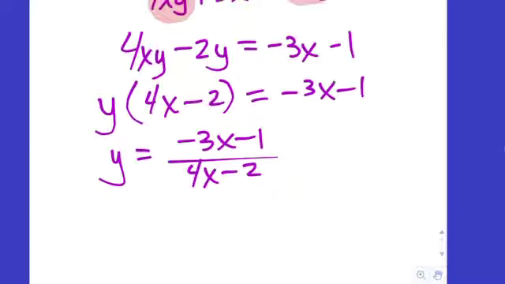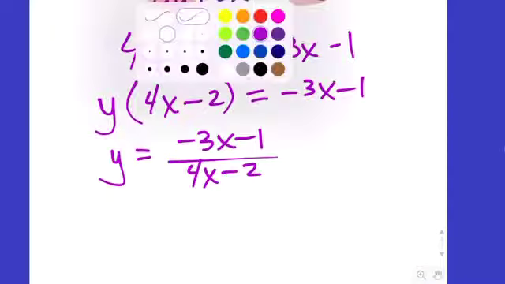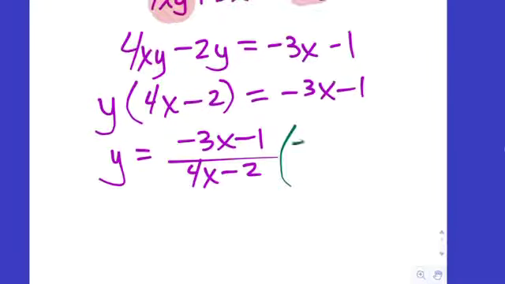3 negative terms and only 1 positive term. That's not very positive, is it? Having 3 negatives and 1 positive. We prefer to have more positives than negatives. So here's what you could do. Take your final answer and just multiply by negative 1 over negative 1. That's equivalent to 1, isn't it?